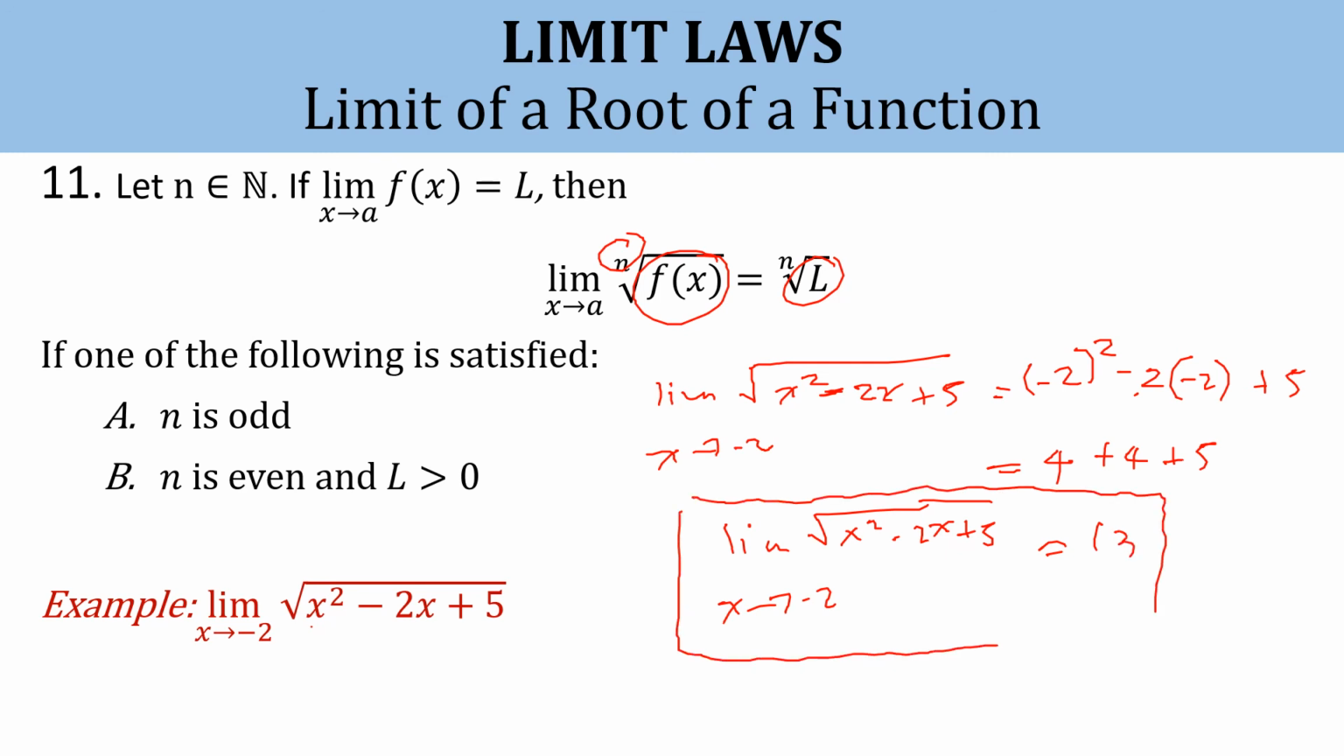Now this works, again, why? Because in the first place we are given a square root, meaning n is even, and L, which in this case is 13, is positive, so it works. Again, whenever the function would lead to an imaginary number, that will be for another discussion.